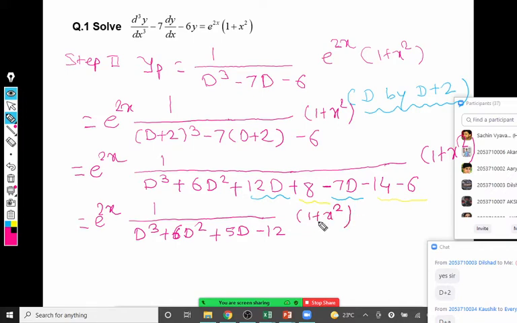Now you can tell me what should be the common. Pardon? Nothing, sir. Okay, so what should be done now? Yes, this is the algebraic function left and it is 1 upon 5D there. So what should be done there?